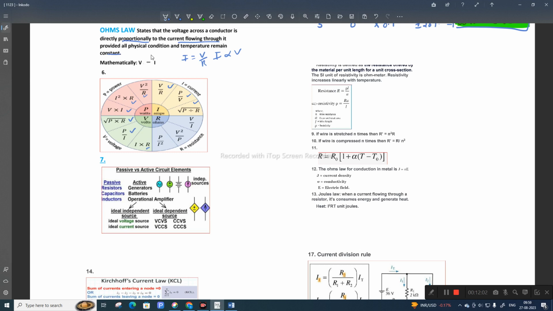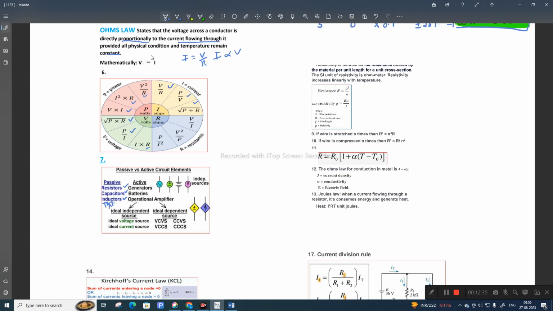So next, active and passive elements. What do you mean by active and passive elements? Passive elements are those which do not store any energy at all. They dissipate energy. For example, resistor, capacitor and inductor. So they do not store any energy at all. These are called passive elements. In that you can include the transformer also.